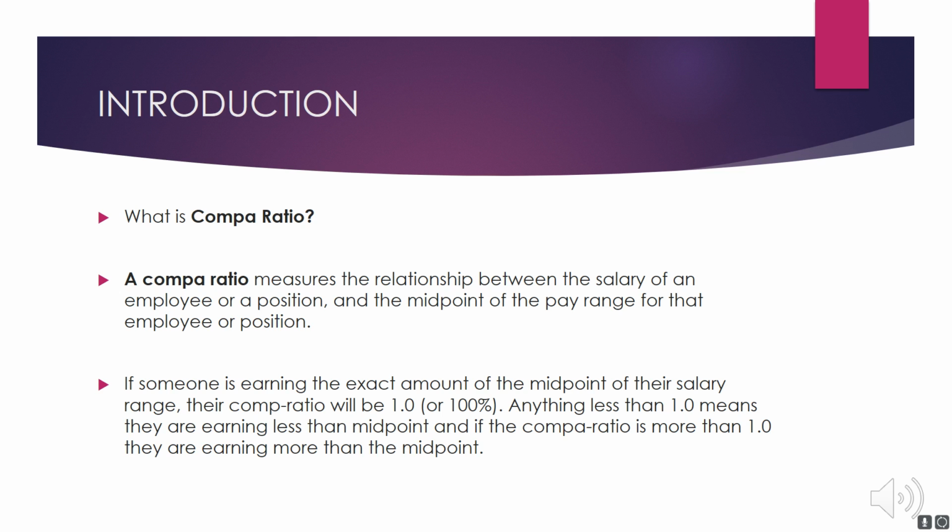So let's say, for example, the salary range for somebody's position is $40,000 to $80,000. That would put the midpoint at $60,000. If somebody's current salary is $55,000, their Compa ratio would be $55,000 divided by $60,000 being the midpoint, and that would equal a 0.92 or 92% Compa ratio.